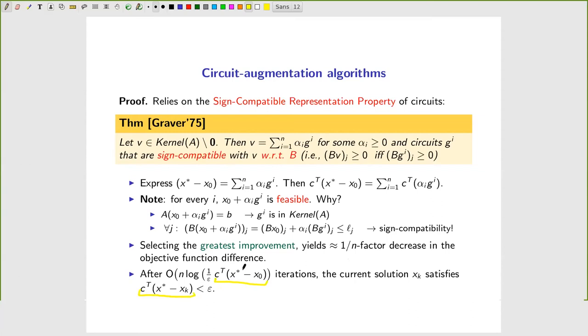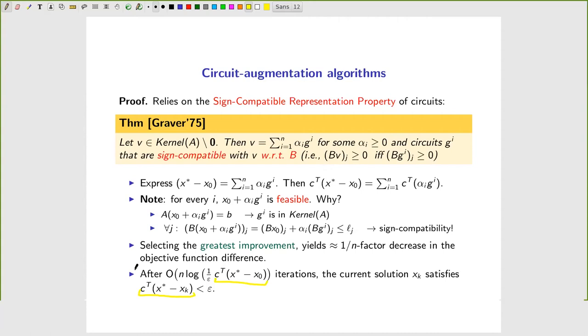There's a question, Laura. Is it hard to compute the circuit of greatest improvement for a given point? Very good. Yes, I can anticipate that. The answer is yes, and we are going to see this in the next slide. So very good point.